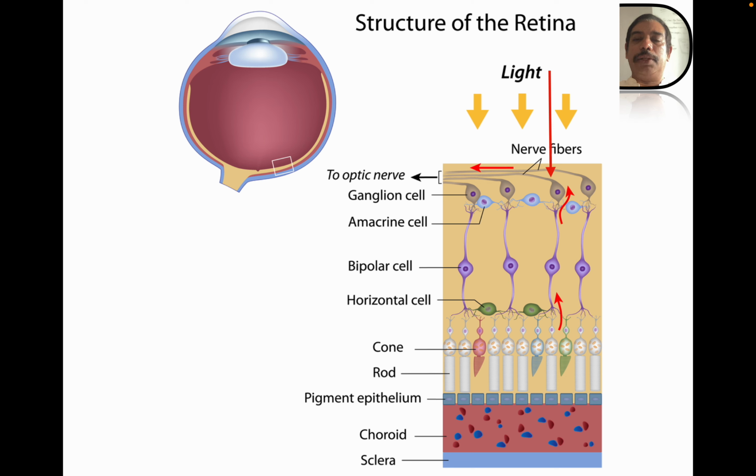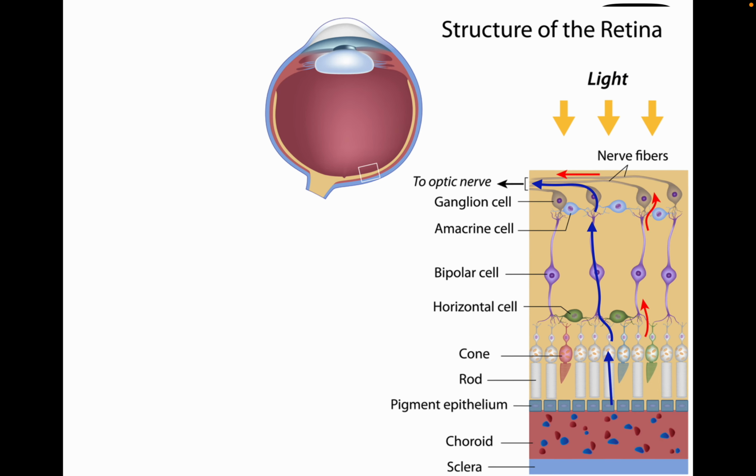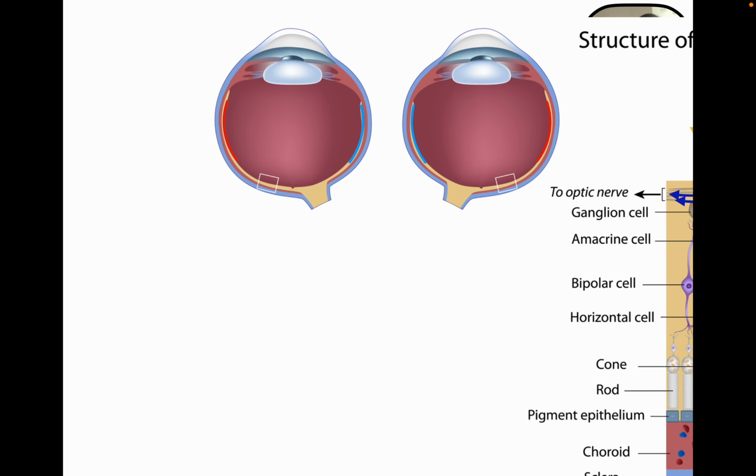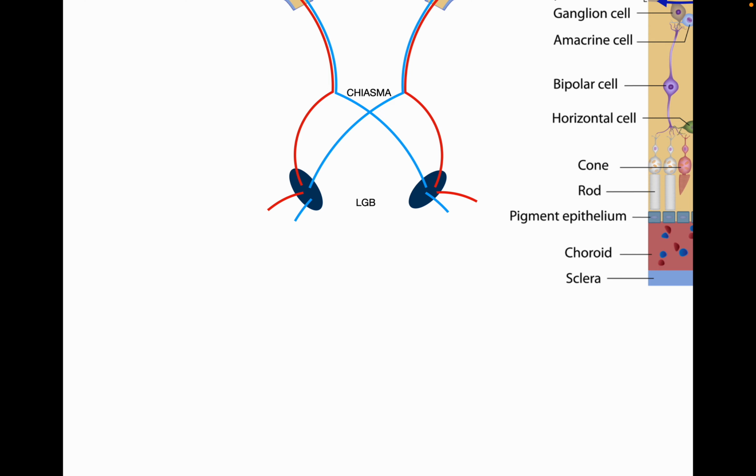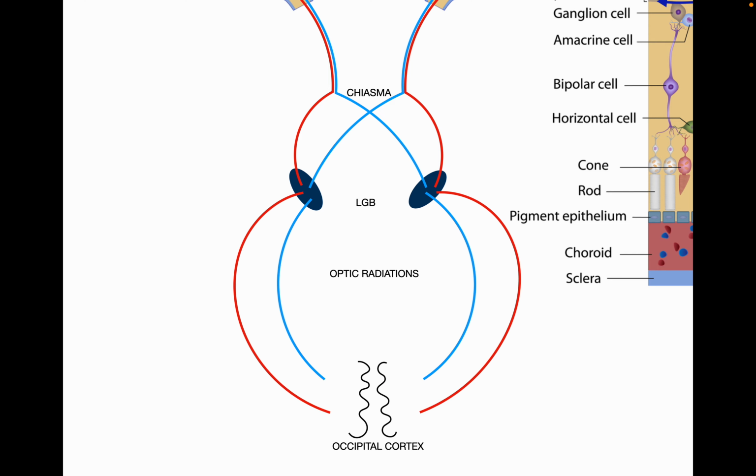When the light enters into the retina, the photoreceptors are getting activated. From there it goes to the bipolar cells, to the ganglion cells, and through the axons of the ganglion cells it enters into the optic nerve head. The visual pathway starts from the retina, goes to the optic nerve, goes to the optic chiasm and to the lateral geniculate body. From the lateral geniculate body, through its optic radiations, it enters into the visual cortex.